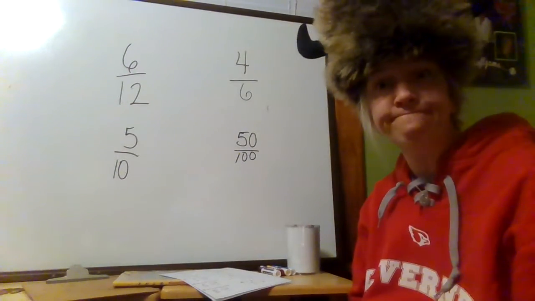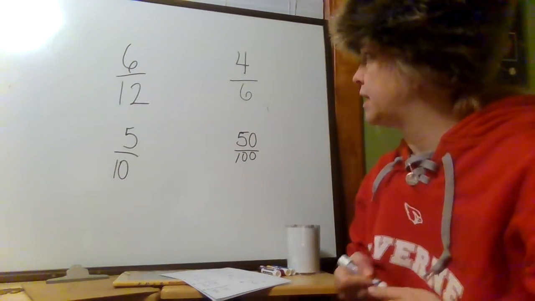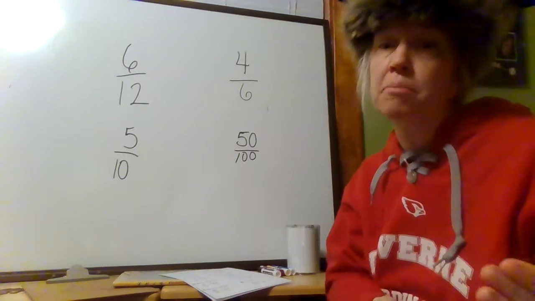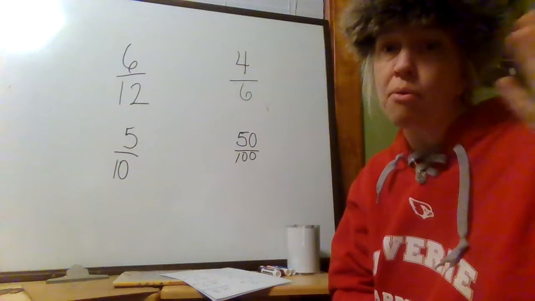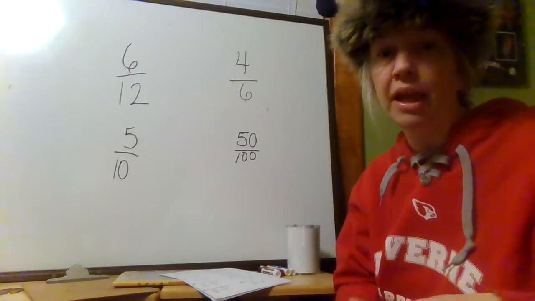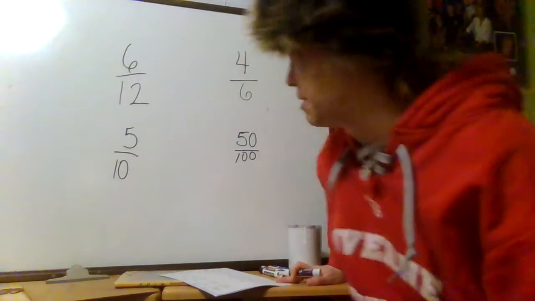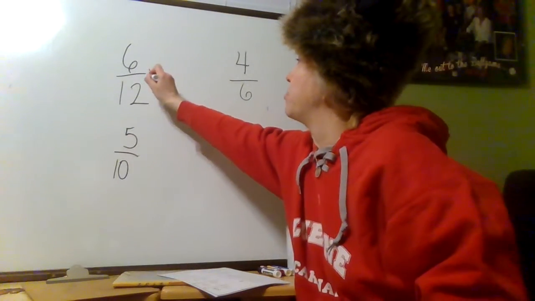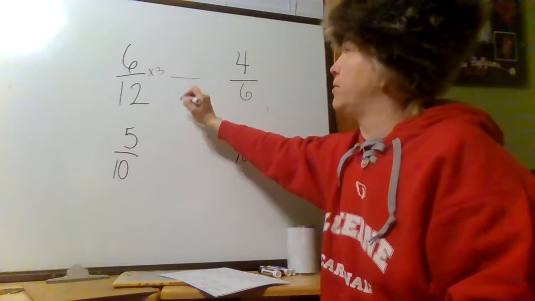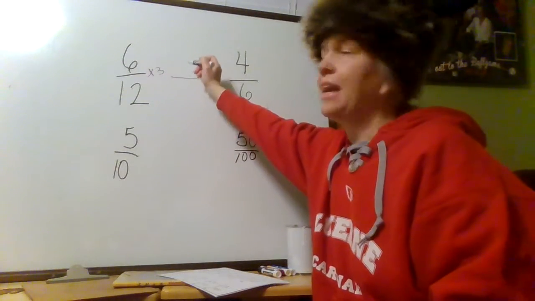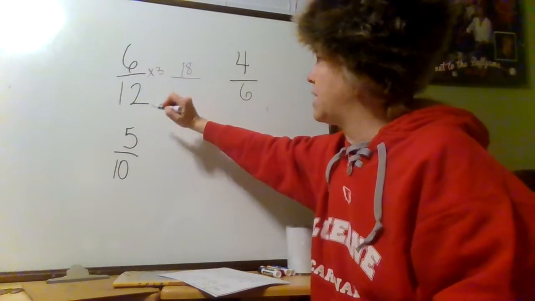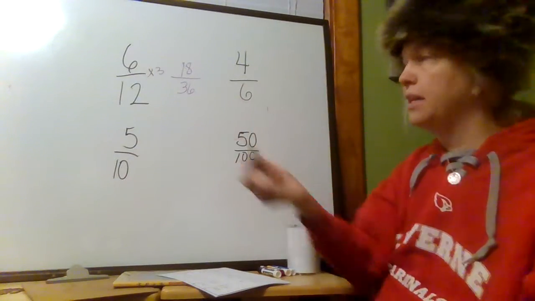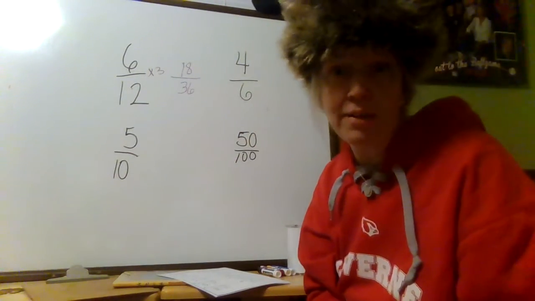6/12. We want to get an equivalent fraction. We can do anything to the top or anything to the bottom, but whatever we do to the top or the bottom, we do equally, okay? So I'm just going to take it times 3. But remember, whatever I do to the top, I do to the bottom. 6 times 3 is 18. 12 times 3 is 36. That's equivalent.